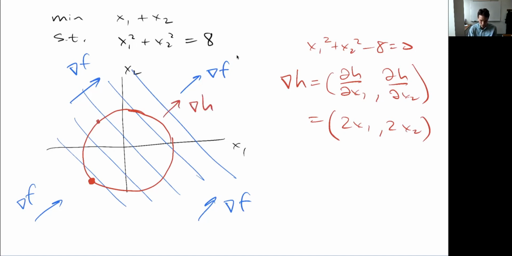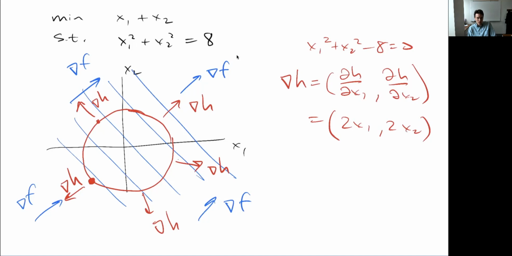If I'm over here, x1 is negative, x2 is positive. That's going to point like this. And as you can start to see, no matter where I pick, it's always going to point perpendicular to this circle. So here at the optimum, it's going to point like this. So you may have noticed that what's happening at the optimum is that these two vectors are parallel to each other. And that may make some intuitive sense.